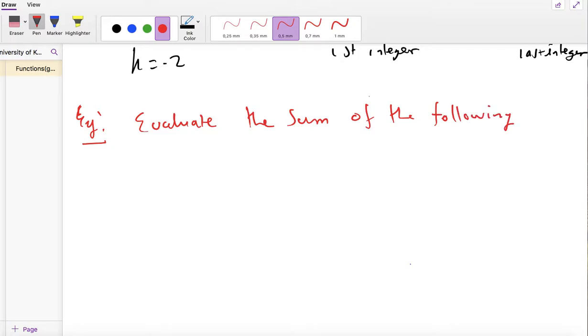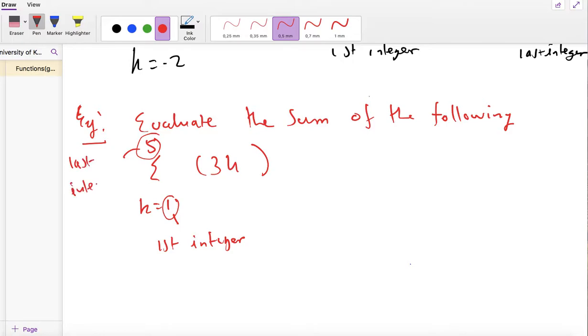So we have the summation from k equals 1 to 5 of 3k. Okay, so relating the above theory to this example, we recall that this is the first integer, which we will substitute into the general term to get the first term of the series. This is the last integer, which we will substitute into the general term to get the last term of the series. And this is the general term.